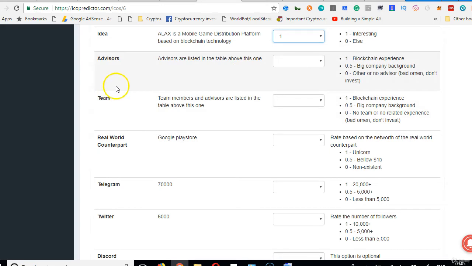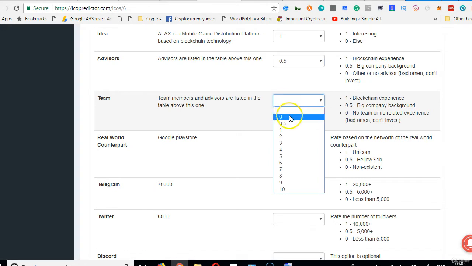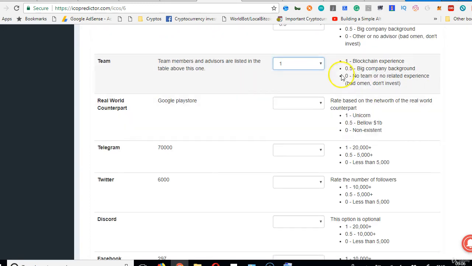So here we have advisors. What are the advisors? The advisors don't seem strong to me. Remember, we checked them out. We just had only one person that did a Fortune 500. So I'm giving them a 0.5. The team has launched a successful blockchain before. So in that case, they have blockchain experience, so I'm giving them a 1. If they have just a big company background, you give them 0.5. If their team has no related experience in this, you give them 0. So I'm giving them a 1 because they launched a successful blockchain.